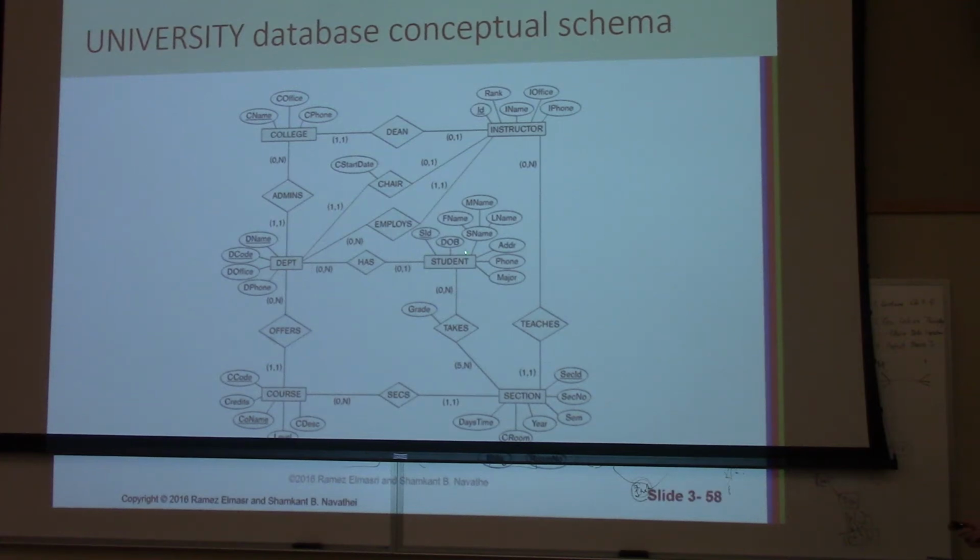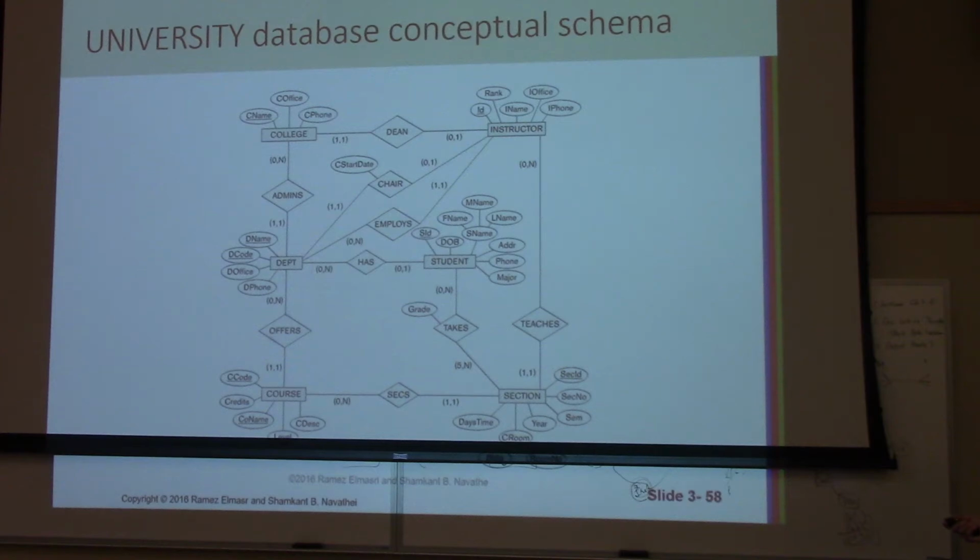For example, the student ID is the unique key attribute, and the name can be a composite attribute in this case. Now in between, for example, section and instructor, right? The section and course. Which one? So instructor teaches section.